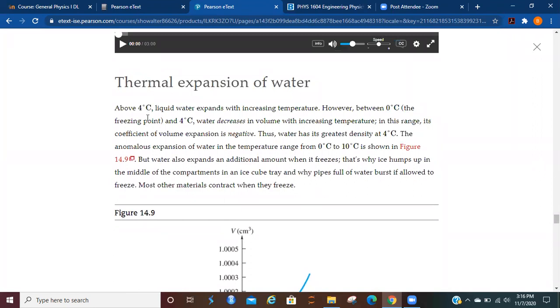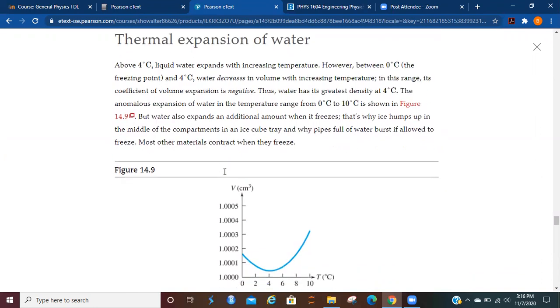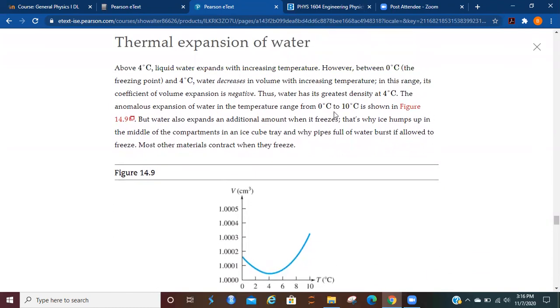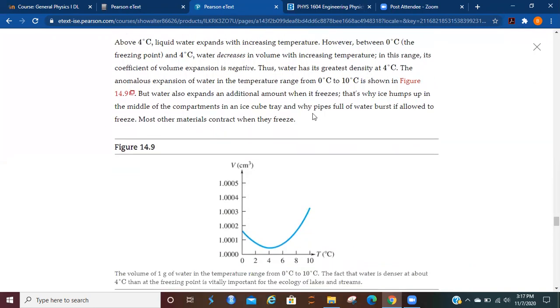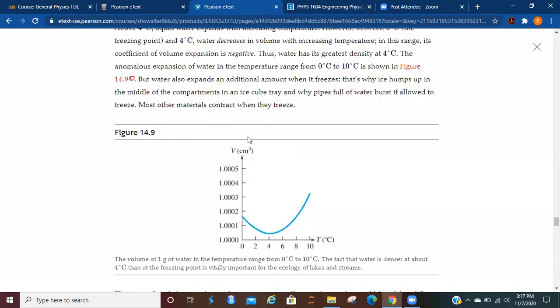So above 4 degrees Celsius, liquid water expands with increasing temperature. However, between 0 and 4 degrees Celsius, water decreases in volume with increasing temperature. So in that range, the coefficient of volume expansion is negative. Thus, water has its greatest density at 4 degrees Celsius. The anomalous expansion of water in the temperature range from 0 degrees Celsius to 10 is shown here in this figure. But water also expands an additional amount when it freezes.